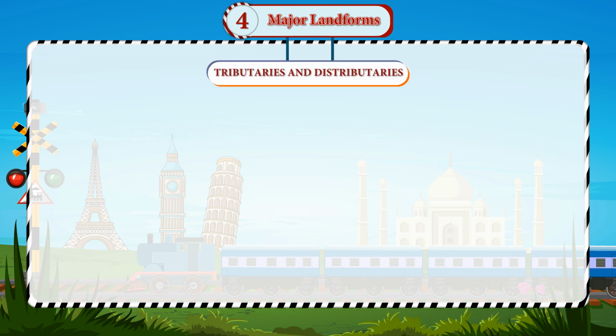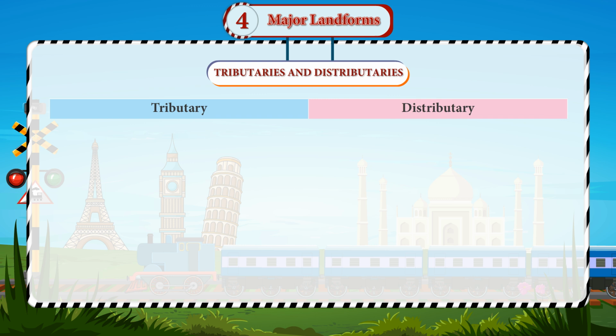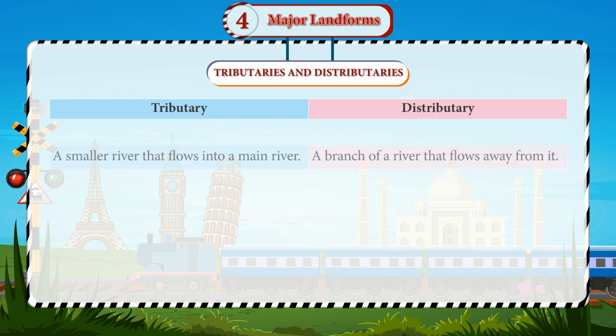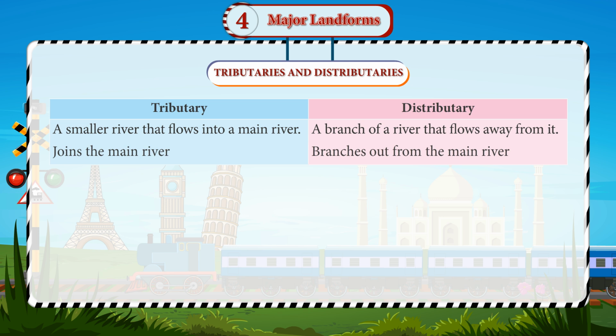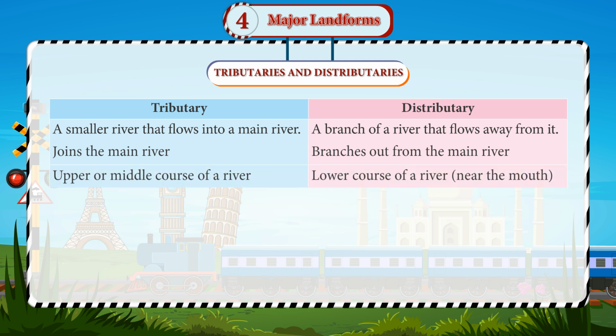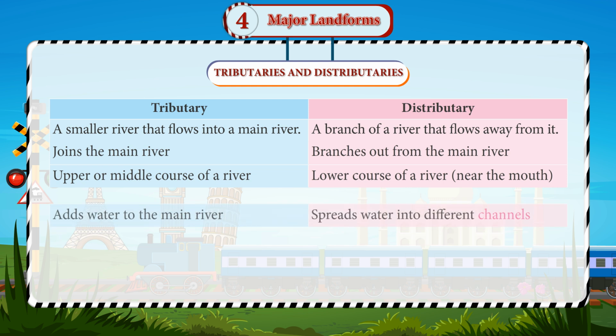Tributaries and distributaries. Tributary: a smaller river that flows into a main river. Distributary: a branch of river that flows away from it. A tributary joins the main river, while a distributary branches out from the main river. Tributaries are found in the upper or middle course of a river. Distributaries are found in the lower course of a river near the mouth.